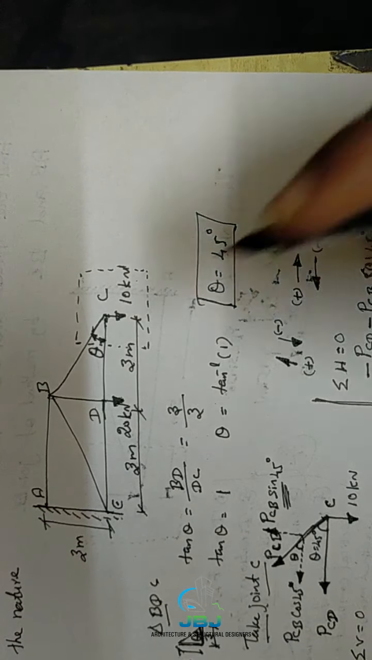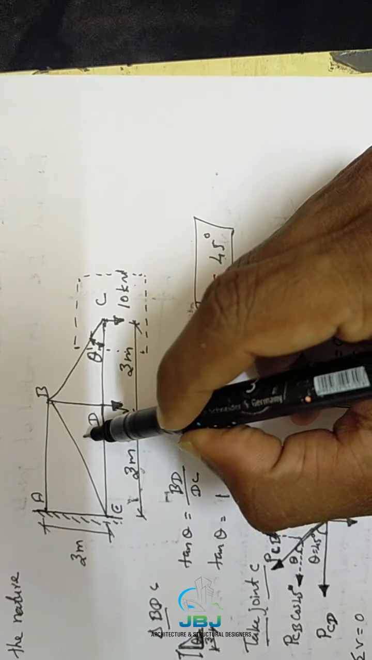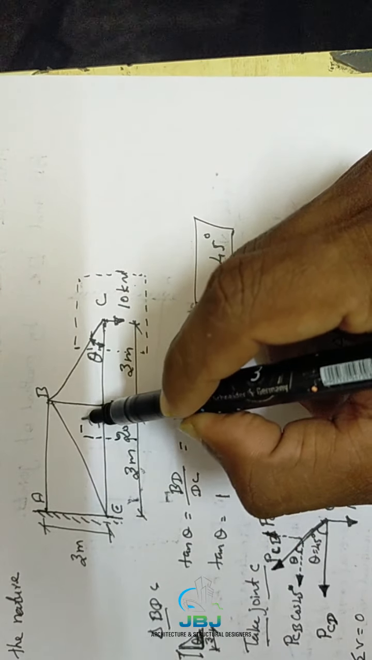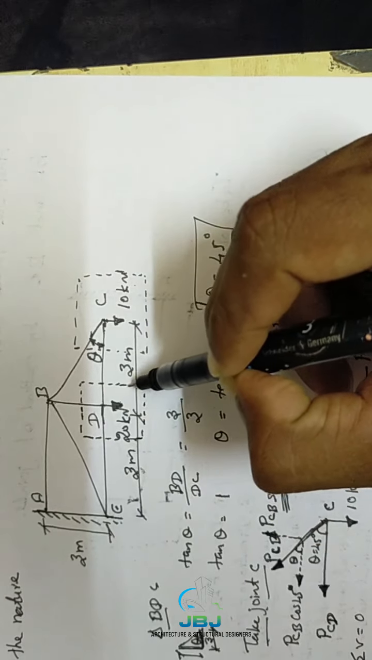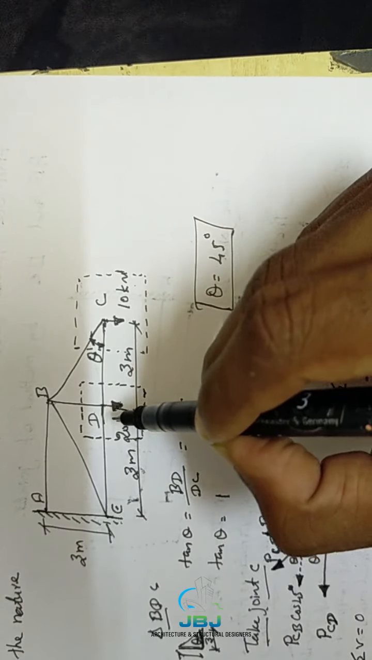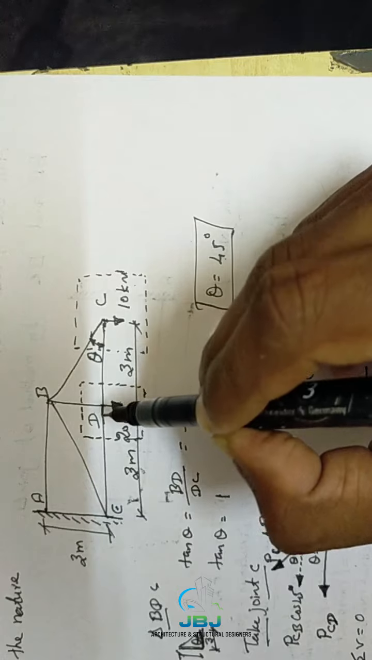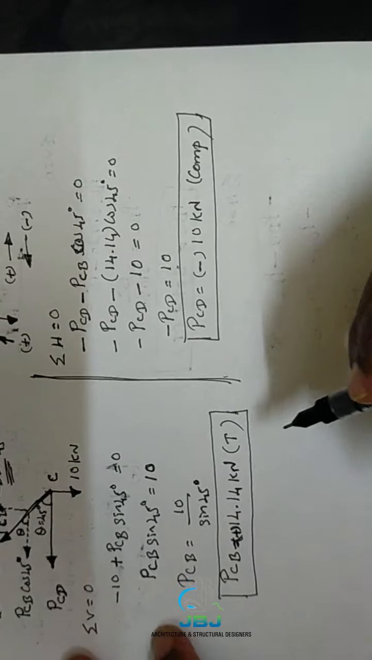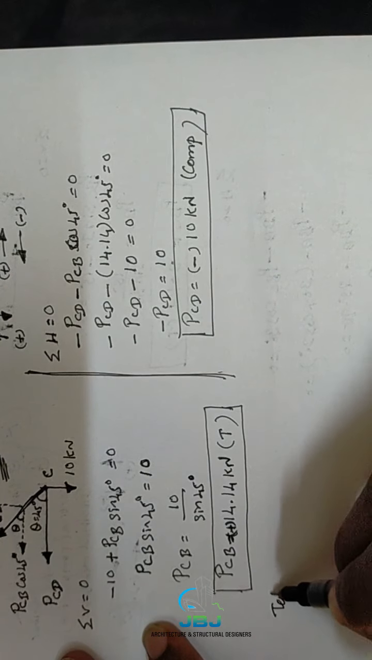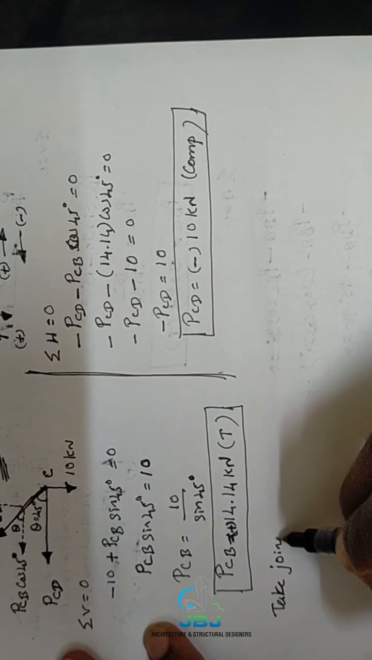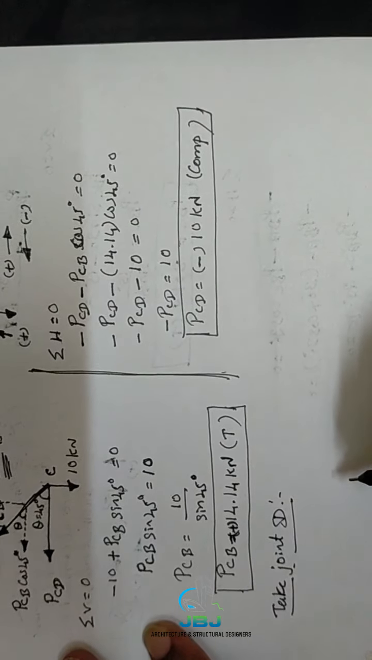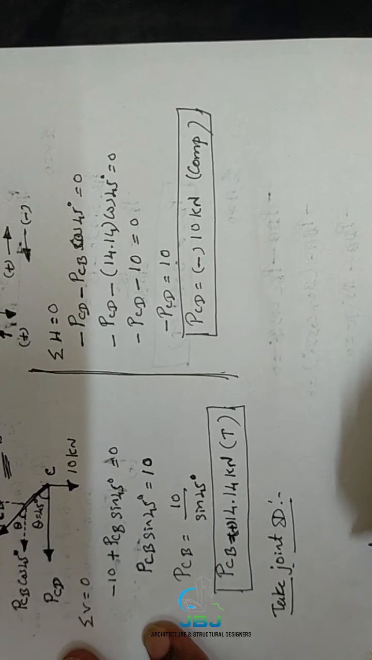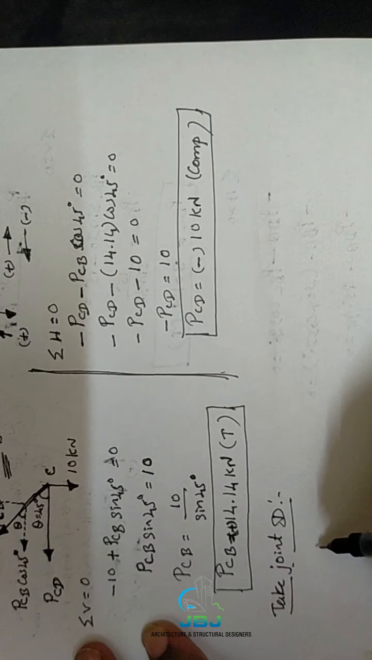Then take the second joint, that means this joint. For your reference, better to mark a box over here. Just zoom in on that particular joint, that means joint D. Okay, write like this, take joint D, then draw the free body diagram of this joint. Okay, what's the free body diagram?